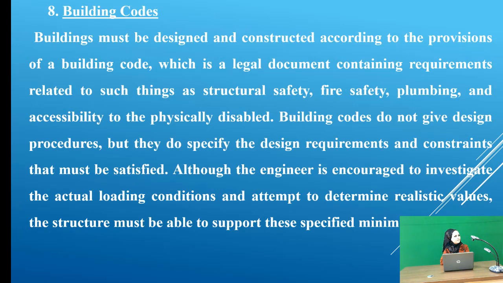Building codes. Now we are talking about the building code. What is the building code? Buildings must be designed and constructed according to the building code, which is a legal document containing requirements related to such things as structural safety, fire safety, plumbing, and accessibility for the physically disabled. Building codes do not give design procedures, but they do specify the design requirements and constraints that must be satisfied, and this is a very important point.